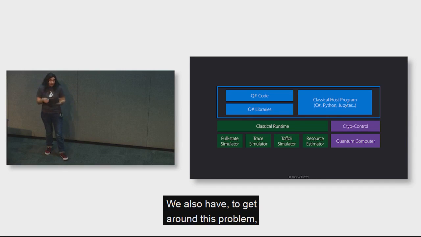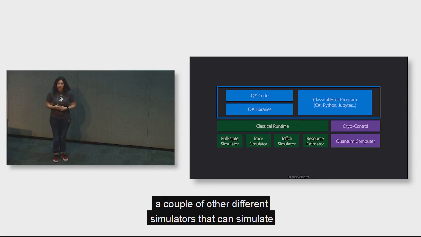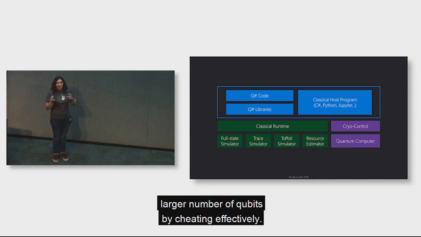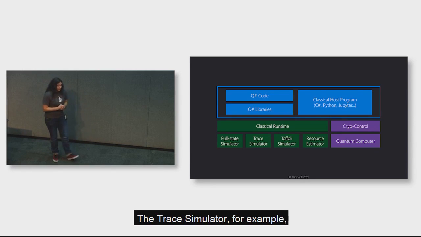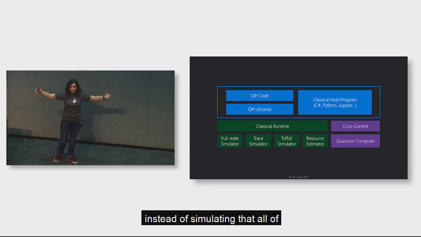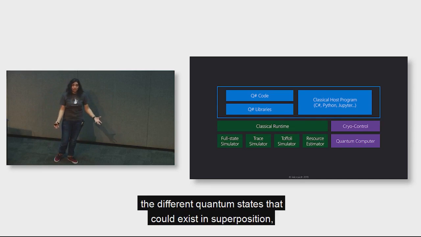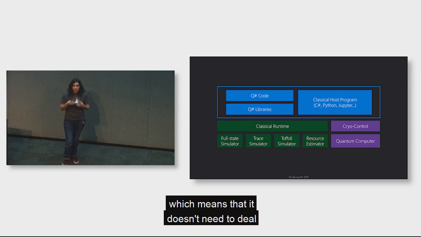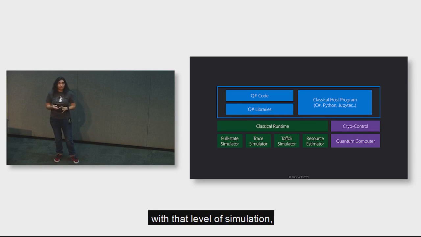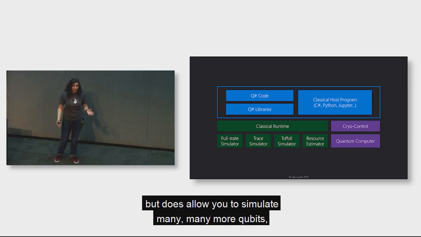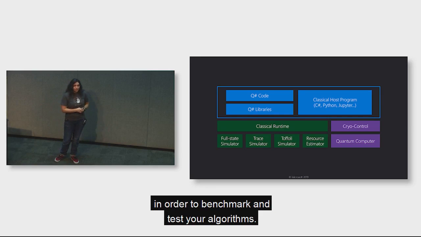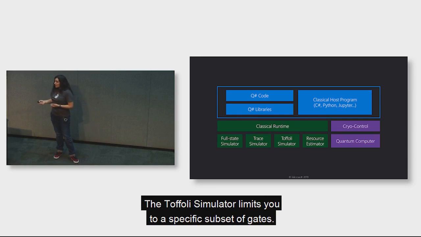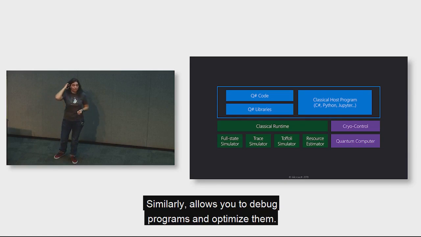To get around this problem, we also have a couple of other simulators that can simulate a larger number of qubits by effectively cheating. The trace simulator, for example, instead of simulating all of the different quantum states that could exist in superposition, relies on you to provide it with measurement probabilities, which means that it doesn't need to deal with that level of simulation, but does allow you to simulate many, many more qubits in order to benchmark and test your algorithms. The Toffoli simulator limits you to a specific subset of gates. Similarly, it allows you to debug programs and optimize them.